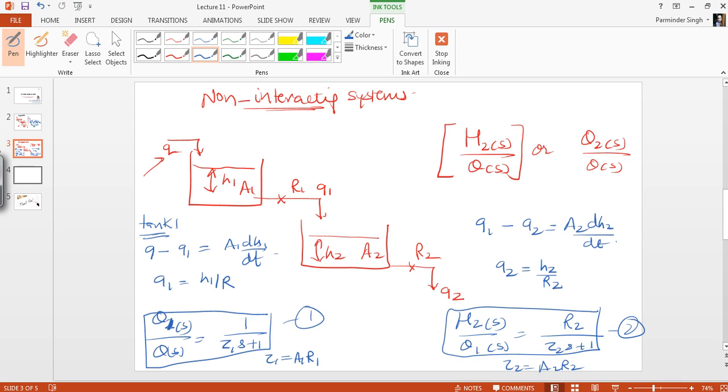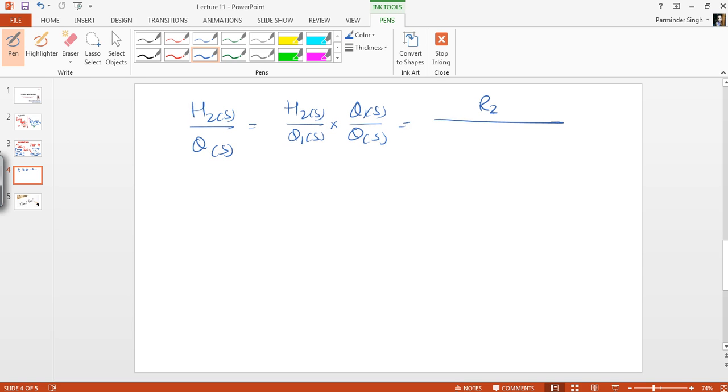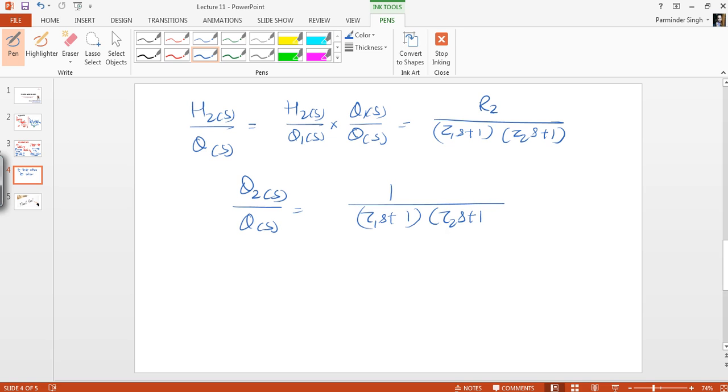So if you multiply 1 and 2, what do you have? We have H2(s)/Q(s), which is H2(s)/Q1(s) into Q1(s)/Q(s), which comes out to be R2 over (tau1 s plus 1)(tau2 s plus 1). Or if you divide both sides by R2, we have Q2(s)/Q(s), which is 1 over (tau1 s plus 1)(tau2 s plus 1). Clear?